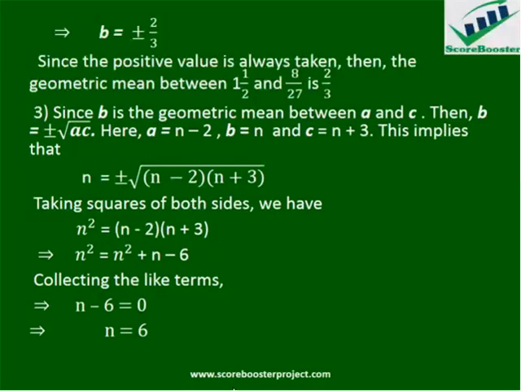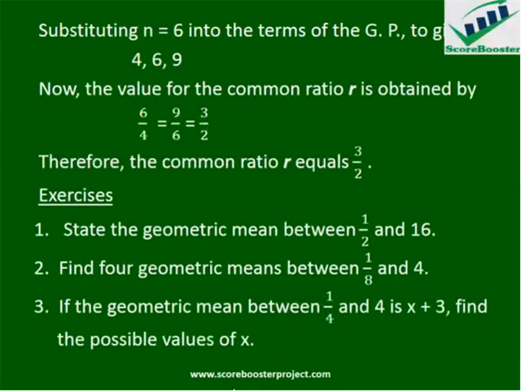So substitute n equals 6 into the consecutive terms of that particular GP to give, the first term is n minus 2, so 6 minus 2 will give 4. The second term, which is the geometric mean, B, is n, that is 6, and the third term, C, is n plus 3, and 6 plus 3 will give 9. So to find the common ratio of a geometric progression, that is r, is like dividing the second term, the middle term here, by the first term, which is 6 divided by 4, which is also equal to dividing the third term by the second term, 9 divided by 6.